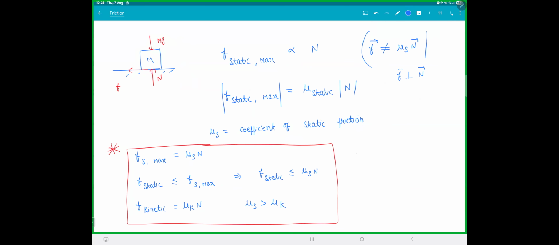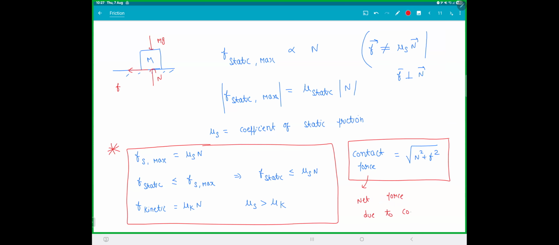From this, we also define a word called contact force. Contact force is nothing but the force due to being in contact, which is normal reaction and friction together. Sometimes in the exam, they'll ask you to find contact force. They're not asking you for normal reaction. They're asking you for friction and normal reaction together. Now we know how to find the magnitude, partially, and we know how to find the direction. Now we know everything about friction. Be careful with the word contact force.